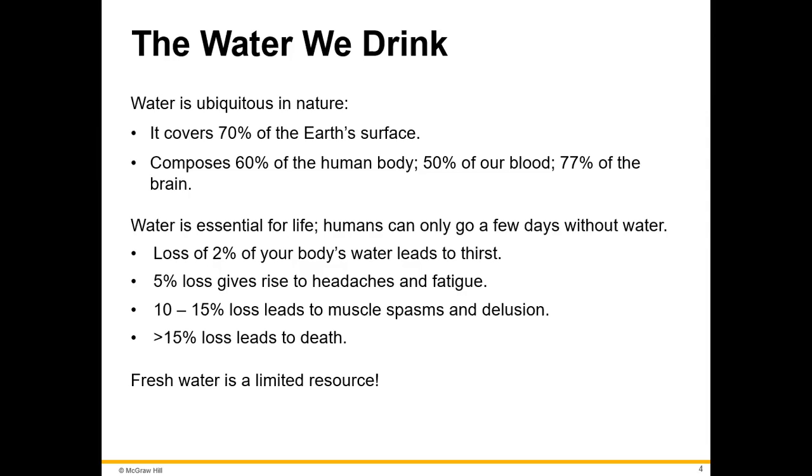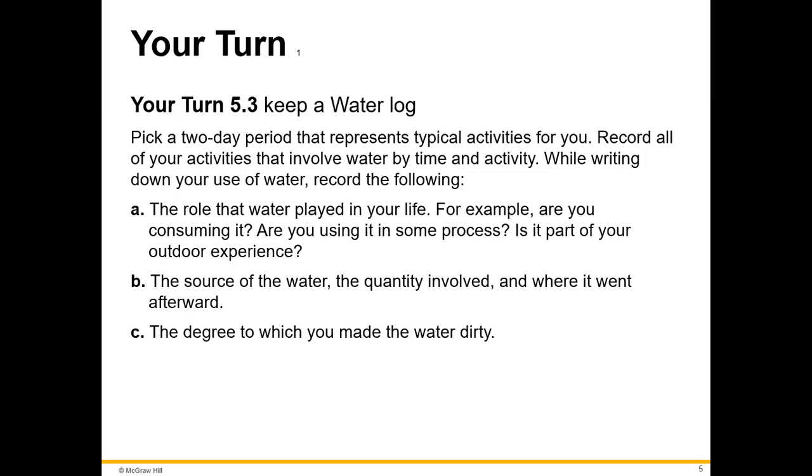And so, as you know, it's essential for life, and we can only survive a short period of time without it. And so one of the things that you could do to get yourself aware of the amount of water that you're utilizing is make a water log. So pick some time, pick 2 days, and record all your activities involving water, and then think about how much you're using.